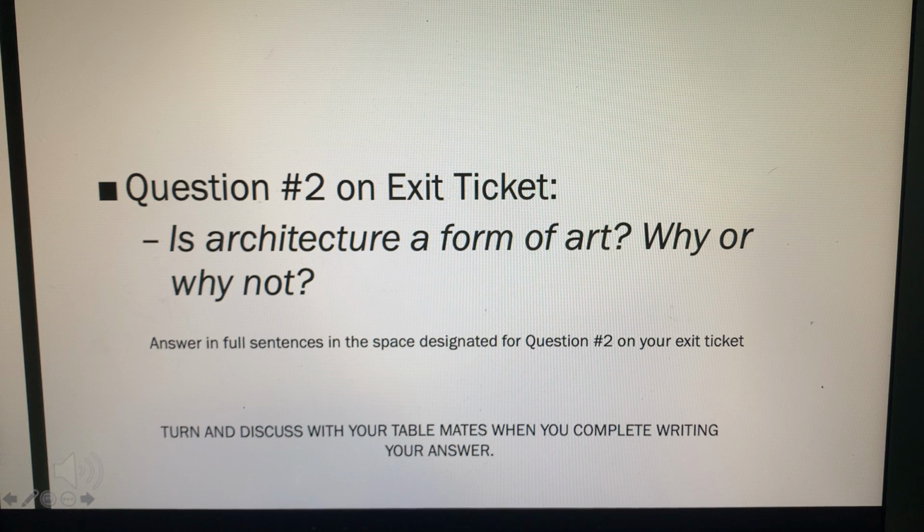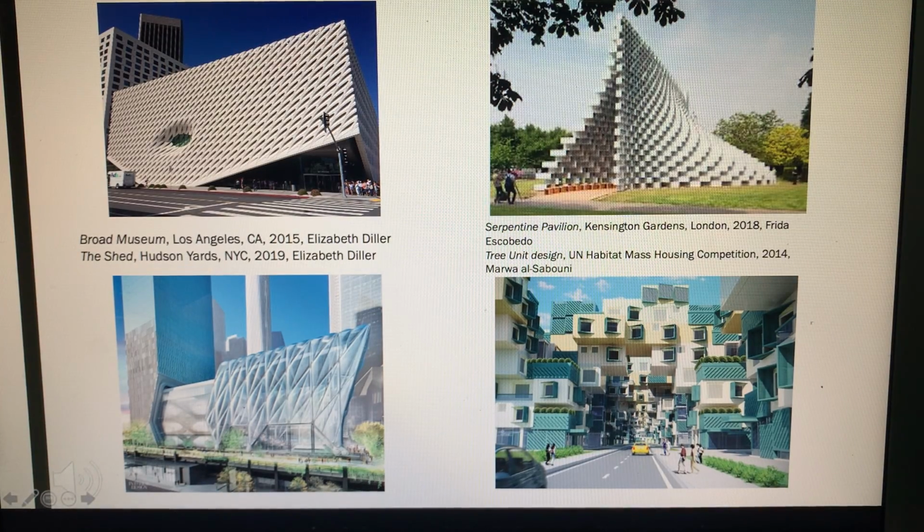Students will then answer the question, is architecture a form of art? Why or why not? They will turn and discuss with their table mates when complete. Students will observe contemporary architecture by various architects. They will observe the structures and understand the functions. The architects they will see are Elizabeth Diller, Frida Escobedo, Marwa Al-Sabuni, Amal Andreas, Mabel O. Wilson, David Childs, Herzog and de Meuron, Renzo Piano, Norman Foster, and Adrian Smith.